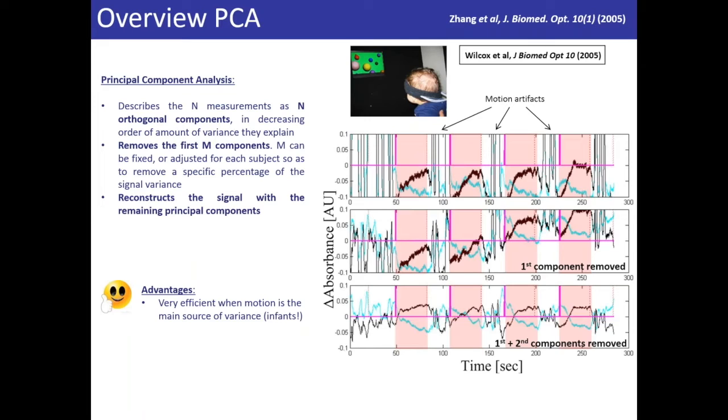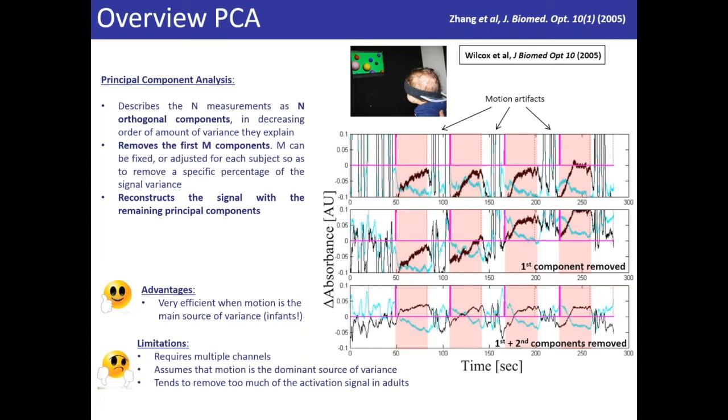Yeah, so just repeating, but summarizing: very efficient when motion is the main source of variance. Limitations: it requires multiple channels and assumes that the motion is the dominant source of variance, and this may not hold for all studies or all groups, and it tends to remove too much of the activation signal in adults.